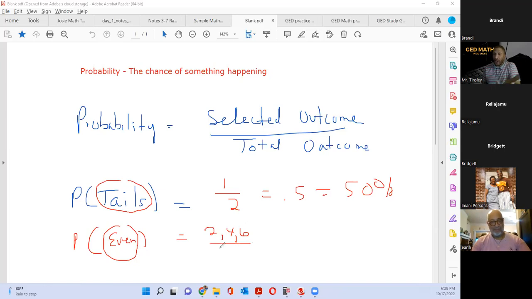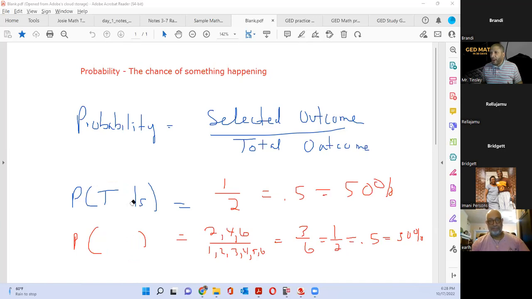So there's two, four, six, right? What's the total outcome? 1, 2, 3, 4, 5, 6. So 3 out of 6, which is 1/2, 0.5, or 50%. Okay, so those are little basics. All right, let's get a little bit deeper into probability.